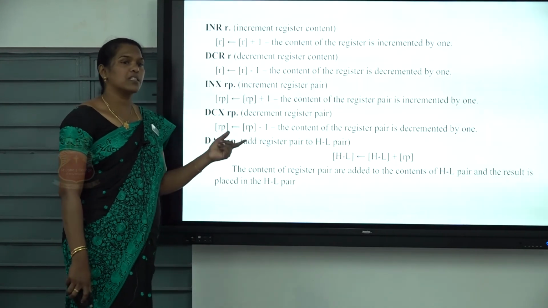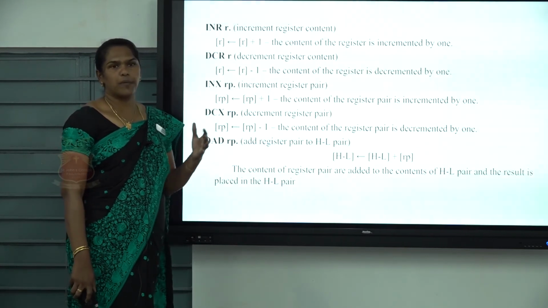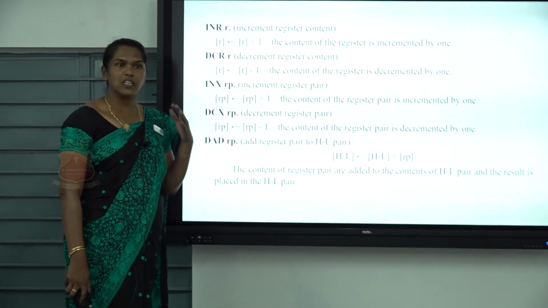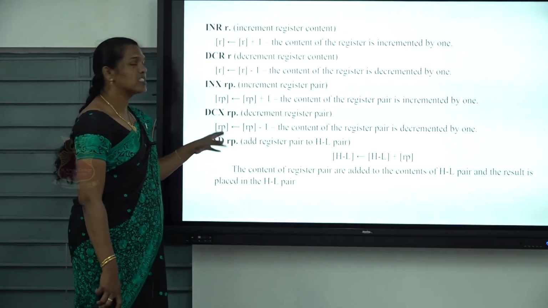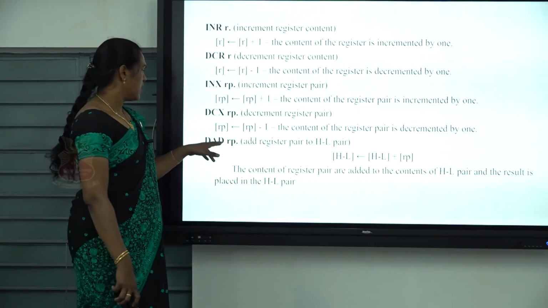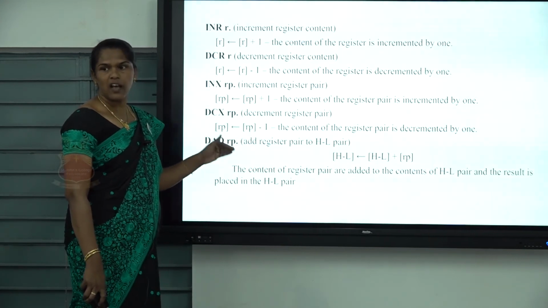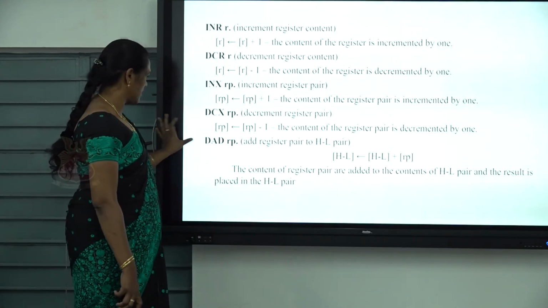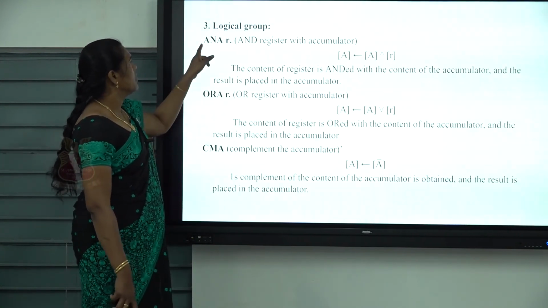For 8-bit registers, we said all the arithmetic logic operations are done in the accumulator and the result is stored in the accumulator. But here the HL pair acts as an accumulator. So the BC pair is added with the HL pair register content and the result is stored in the HL pair. Then the logical group.